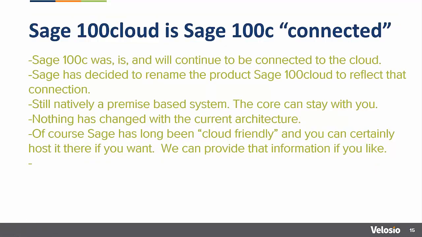And again, the way I'm looking at it is the Sage 100 Cloud is Sage 100C, which is connected. I keep reminding myself of what this actually is so I can explain it properly, because basically it's still your premise-based system, and your enhancements are added on through the cloud. So nothing's really changed. Sage has always been cloud-friendly and able to integrate with third-party applications and their own enhancements in the cloud. And of course, if you choose to use the cloud, you can do that.